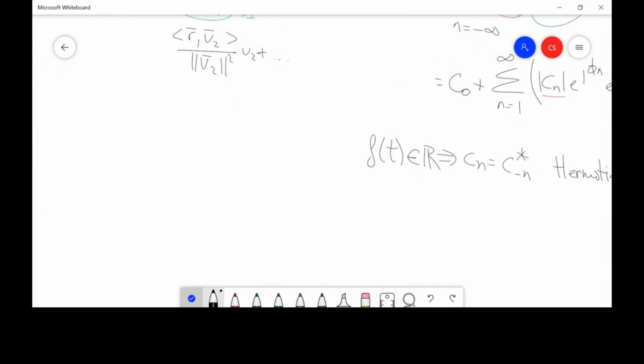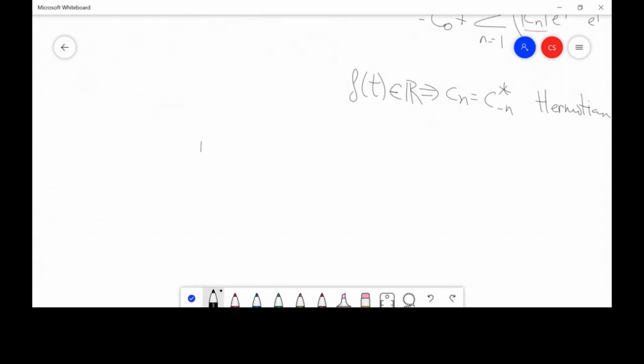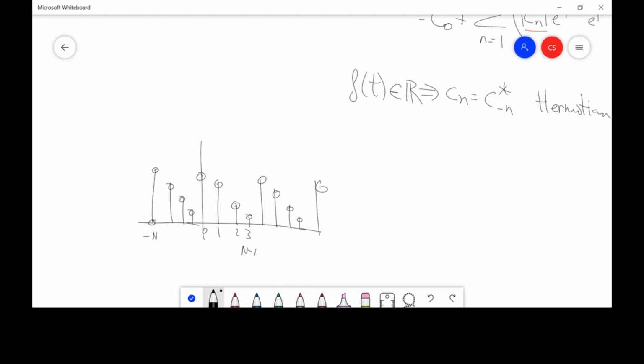Okay, so let's say that we have a discrete signal like this. So we have something that is periodic. It goes 0, 1, up to n minus 1, and then at n you have a repetition of the same thing, and then the repetition again. And on the other side, it is the same. And this is minus n, minus 1. And this is x of n, and this is n.